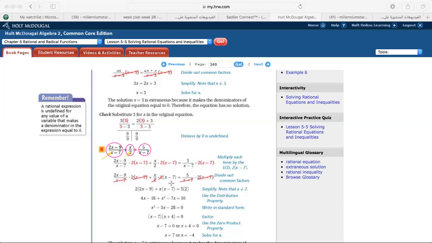Then simplify. 2 multiplied by 2x minus 9, plus x times x minus 7, is equal to 5 multiplied by 2. Then I'm going to distribute 2 to 2x and 2 to negative 9, then x to x and x to negative 7, and 5 and 2. So it will be 4x minus 18 plus x squared minus 7x, because I have a negative sign here, is equal to 10.